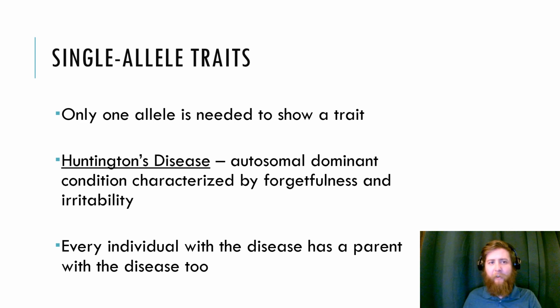This next kind of inheritance pattern is single allele traits, where only one allele is needed to show a trait. Usually these are autosomal dominant things. Huntington's disease is a really good example of this. This is a condition that's characterized by forgetfulness and irritability. And every individual with this disease has a parent with this disease too. Huntington's usually shows up later in life, so people usually have kids and then in their 40s discover that they have Huntington's and that they probably pass that on to their offspring. And also, in addition, this is usually a trait where men get male pattern baldness, females usually get Huntington's disease.